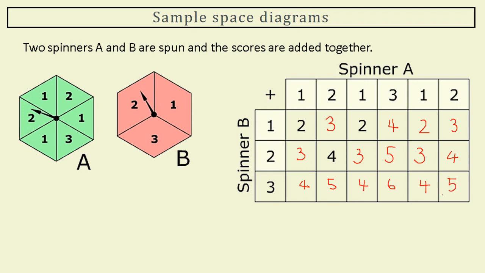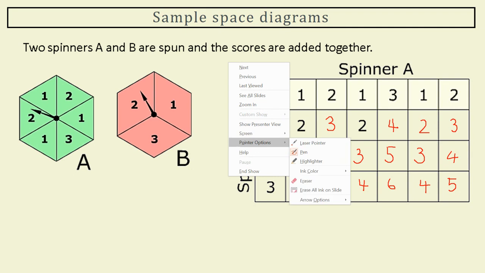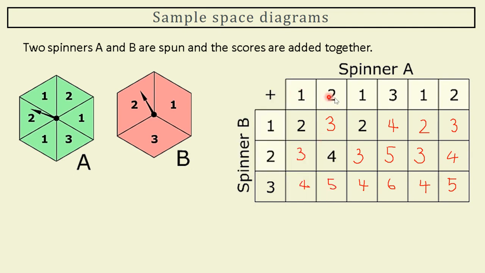So we've filled in our sample space diagram. We've got the scores across from the first spinner, spinner A, across the top, the scores from spinner B down the side, and then all we've done is add them up because it said the scores are added together. Okay, this diagram here is called a sample space diagram. We've listed out our sample space in a diagram, and the sample space shows all the different possibilities.